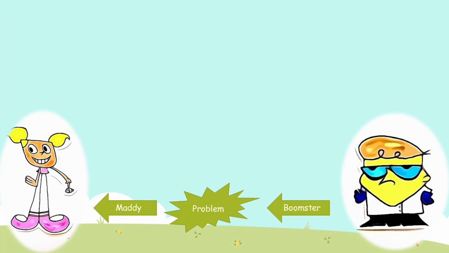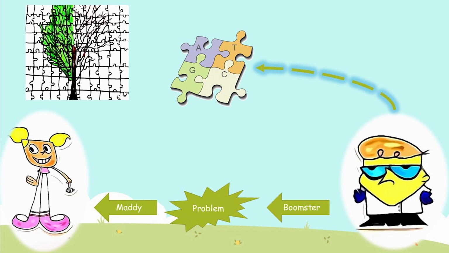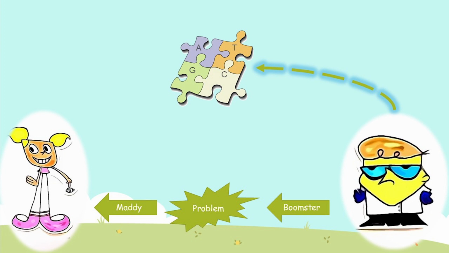Hello, my name is Boomster and I have a problem. She's called Maddie. Maddie is so bad that I had a box of puzzles and I wanted to make it a complete picture, but Maddie messed up my puzzle. She destroyed the puzzle. She took away some of the parts.